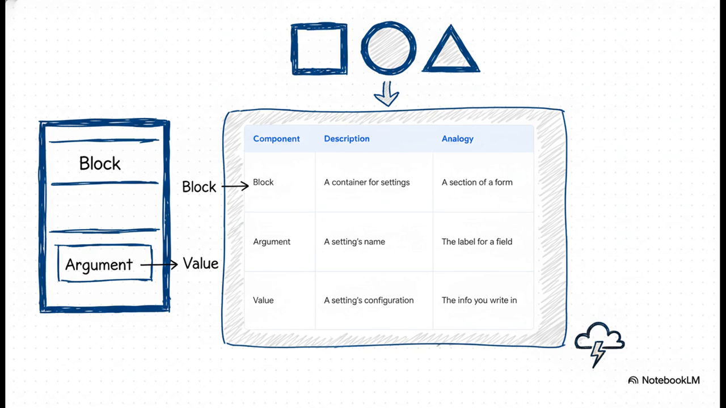The block is the big section of the form. The argument is the label for a field inside that section, and the value is the info you write in. That's it. That is the entire core structure of Terraform code. Block, argument, value. You got this.